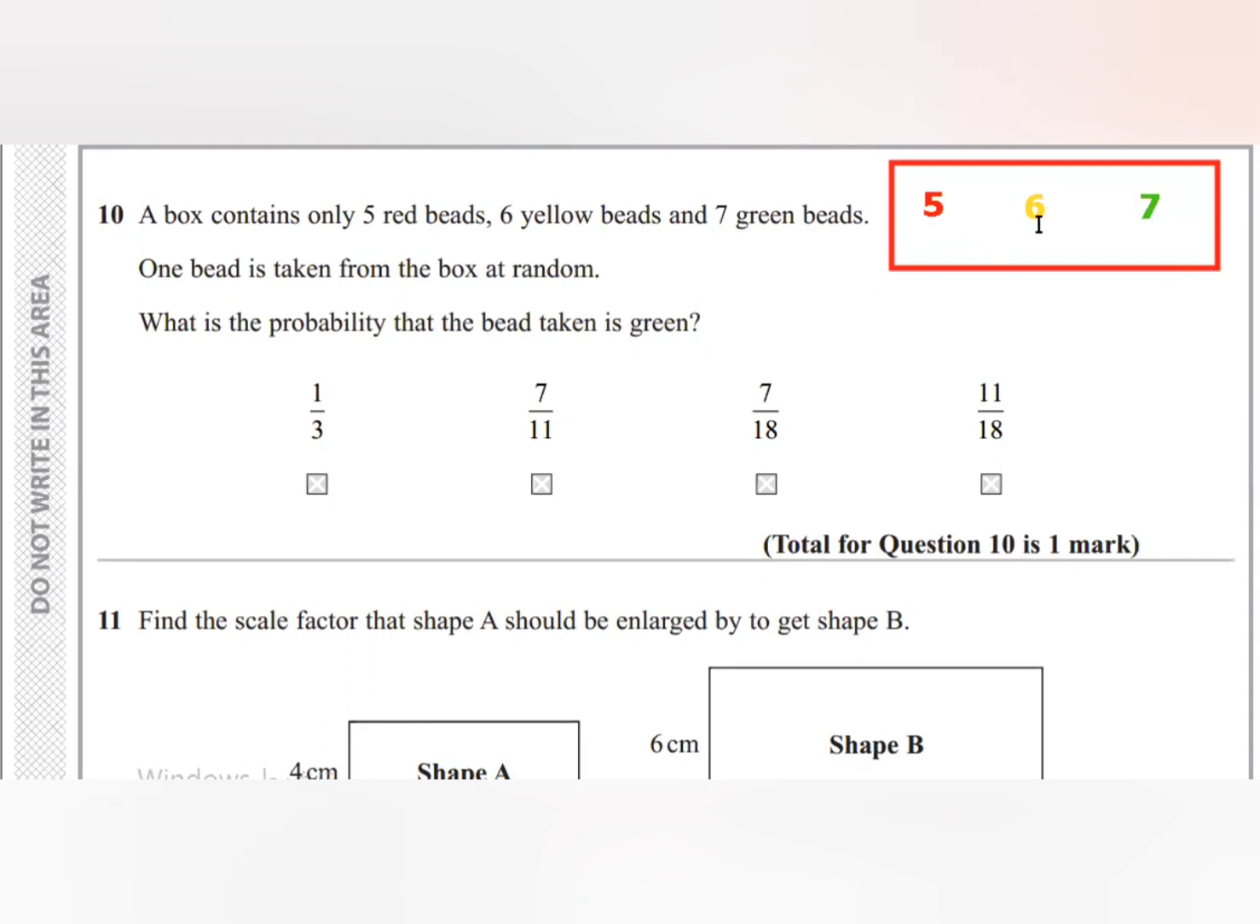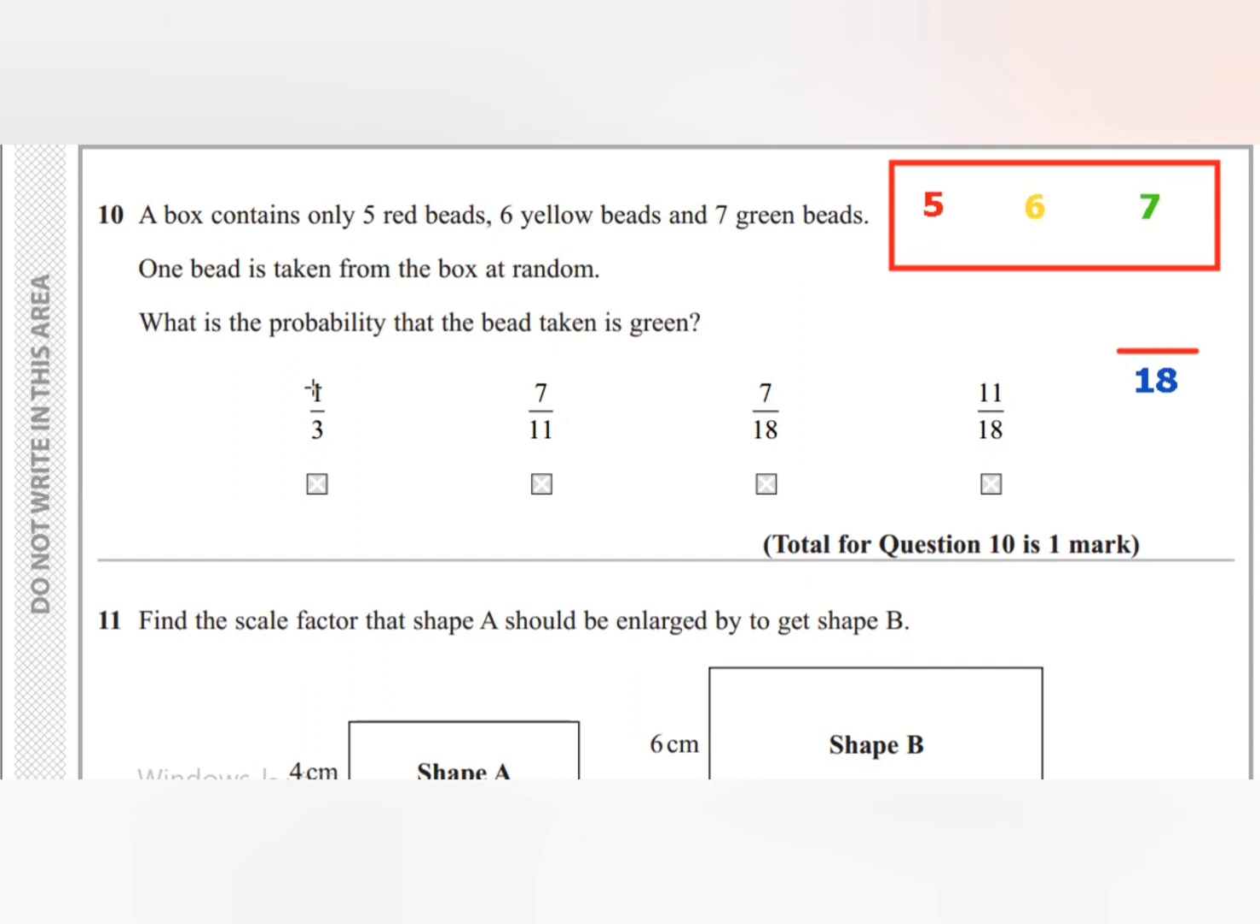5 plus 6 is 11. 11 plus 7 is 18. So the answer must have 18 in the denominator. Now, the probability means a fraction, and we must have 18 in the denominator. It might be after simplifying that we will get the answer, or might not.